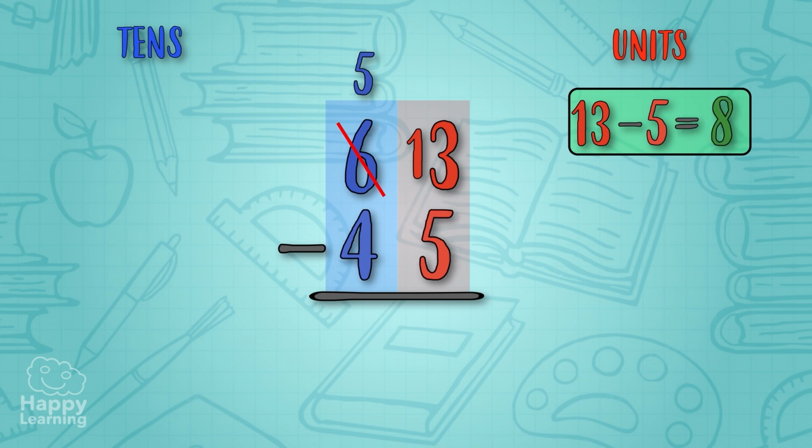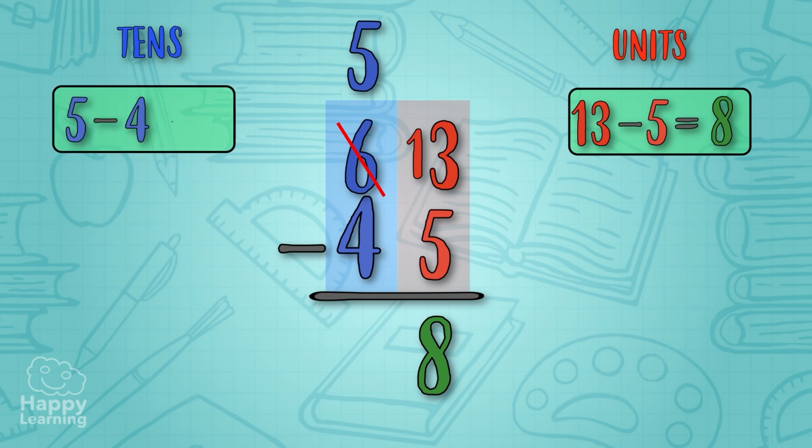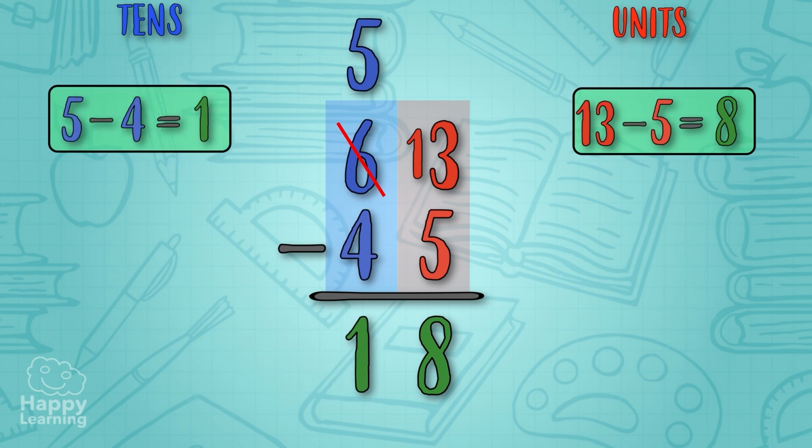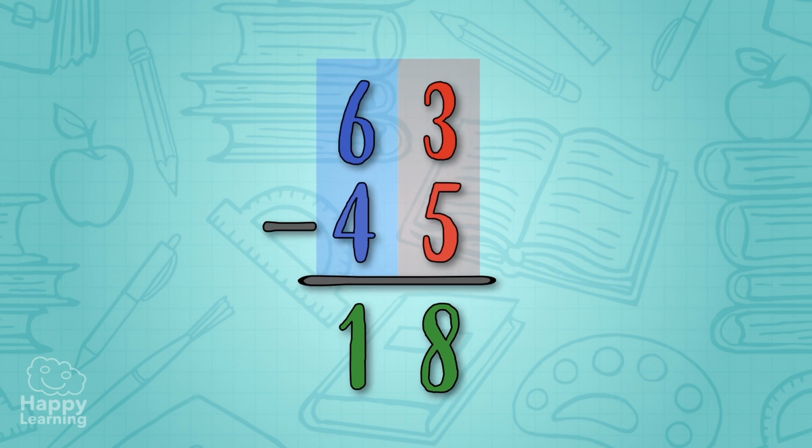13 minus 5 is equal to 8. We have 8 units. Now we need to subtract the 5 tens we had in the minuend and the 4 tens that we had in the subtrahend. 5 minus 4 is equal to 1, meaning that 63 minus 45 is equal to 18. It's easy peasy, don't you think?